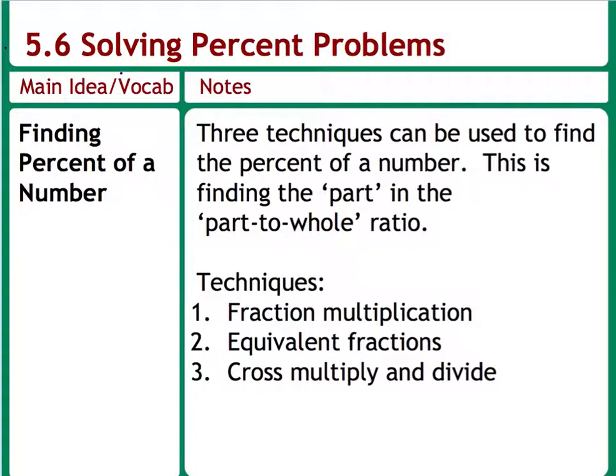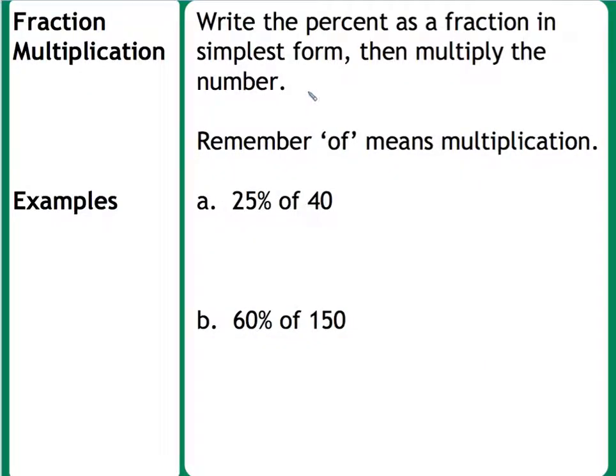So today we're going to really be looking for the part in the part to whole ratio. I'm going to show you 3 different techniques. The first one's fraction multiplication, then some ones that we've done before, equivalent fractions, and our cross products with cross multiply and divide. So let's start with fraction multiplication.